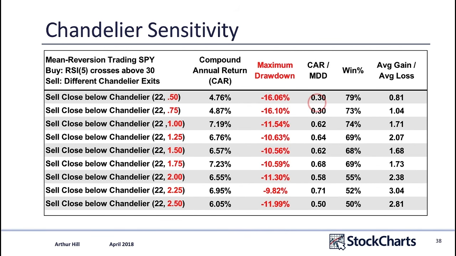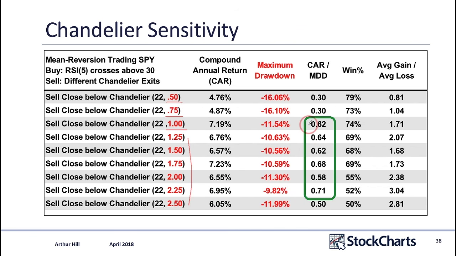So the other one we're going to look at is the chandelier exit. And again, I'm going to test it in steps of a quarter point. So we're using 22 periods for the ATR value. And the chandelier is going to be a half ATR value below the 22-day high, 3/4 of the ATR value, 1 ATR value below, and so on as we go down.